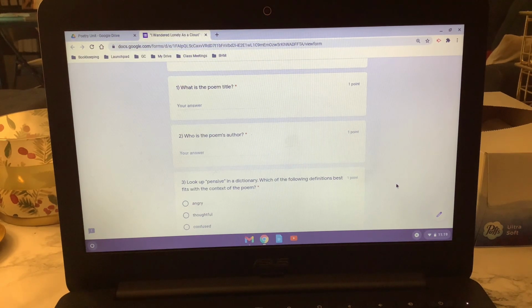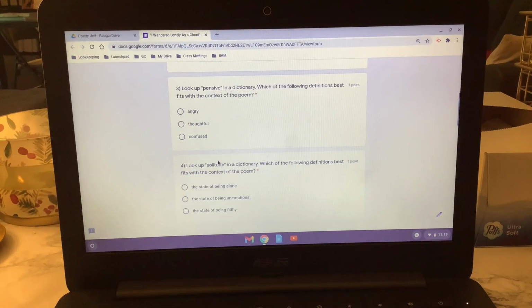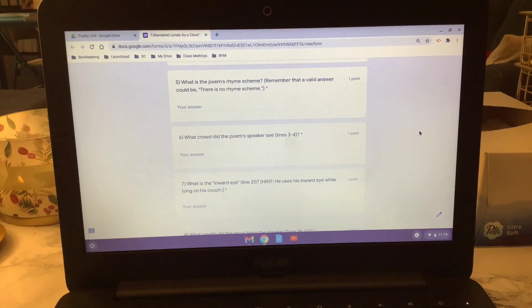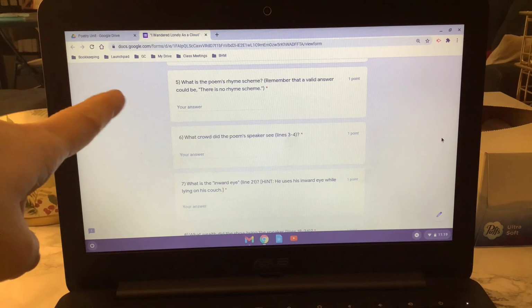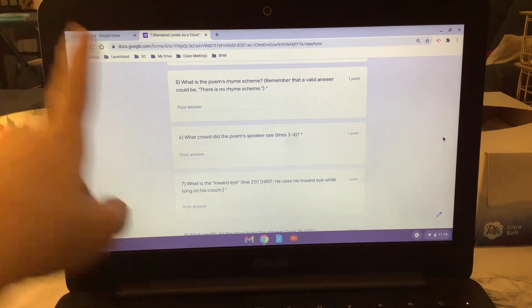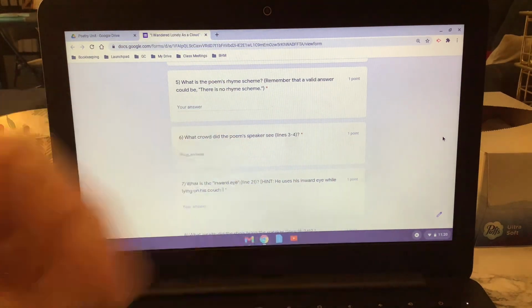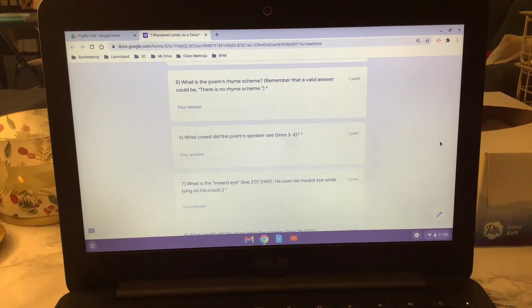You're going to look up two words in the dictionary today. You'll look up pensive and solitude, and then you want to pick the word that best fits the context of the poem. Number 5, what is the poem's rhyme scheme? So remember, the valid answer could be there is no rhyme scheme, but the poem's rhyme scheme is blank. Remember, we want to look at our stanzas and say, how many lines are there in a stanza? So I see 6 lines in each of these stanzas. So if there is a rhyme scheme, there should be 6 letters in that rhyme scheme.